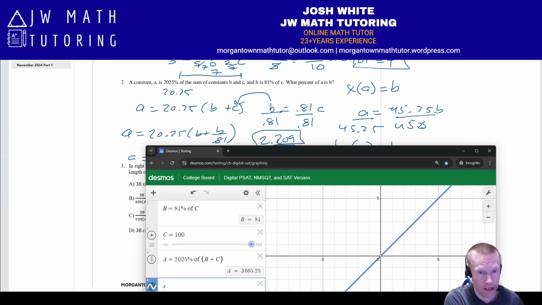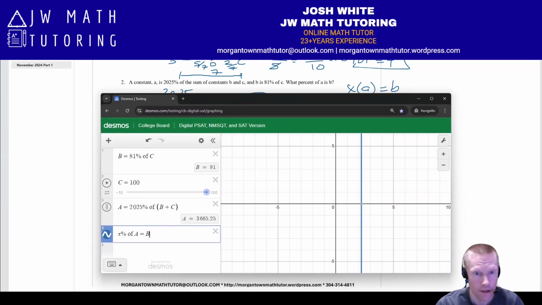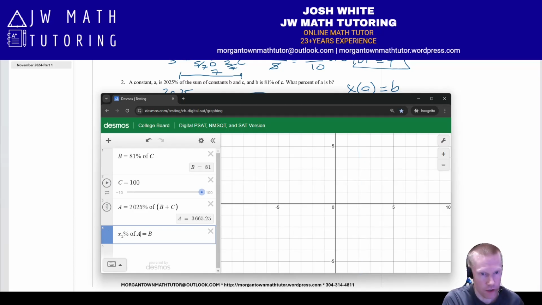In other words, what percent, X percent of A is equal to B. We can just type that in and it gives us a vertical line here. Now it rounds, so 2.21, which is what we consider correct, is fine. Let me just see if I do regression, if it would give us the exact.